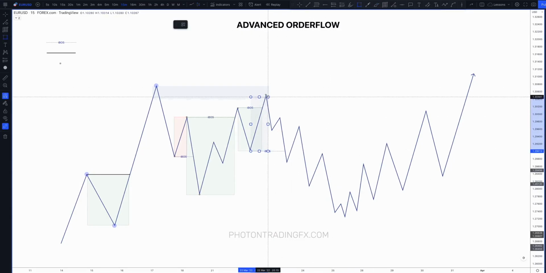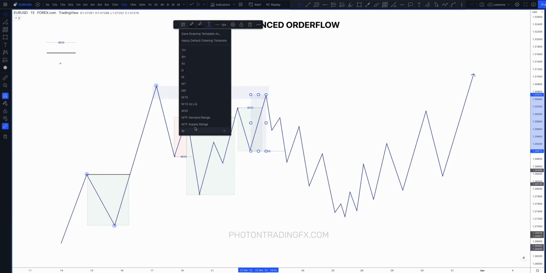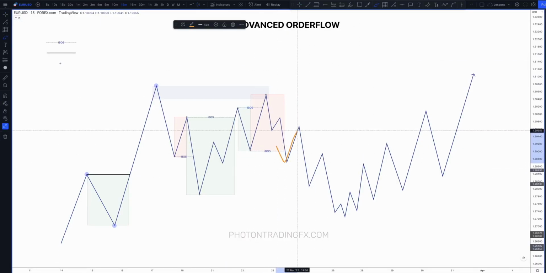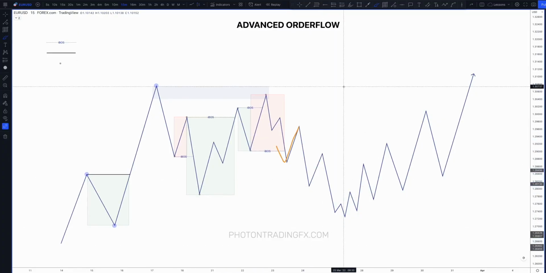So now what do we have? Now we have an internal supply range. Drag that across to where it's broken, right? So now what we expect is price to form a series of lower lows and lower highs until it takes out this low, right? And for that to be respected.